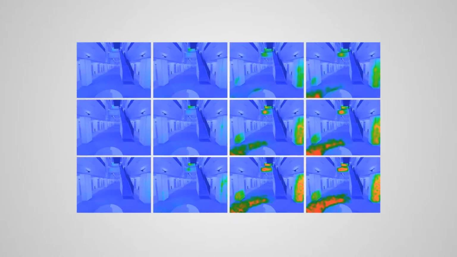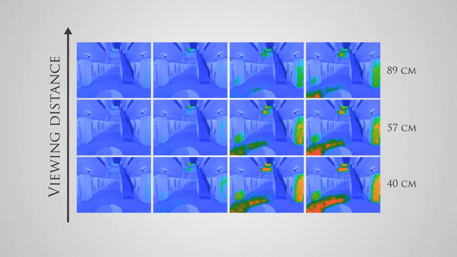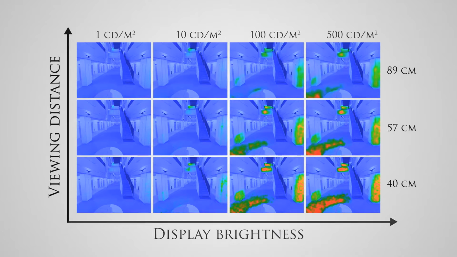Secondly, we demonstrate how the predictions of the proposed metric vary with viewing distance and with the peak display brightness. The proposed metric correctly predicts loss of visibility with the increasing viewing distance and with decreasing absolute luminance levels.